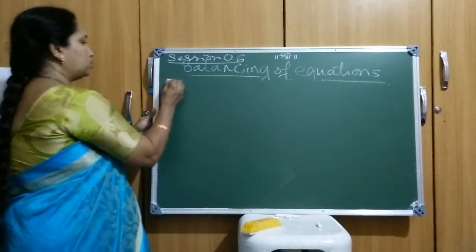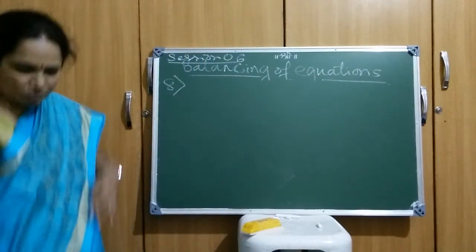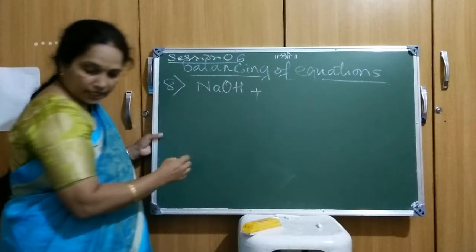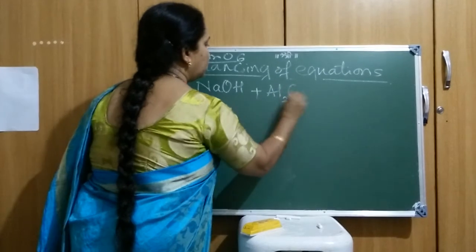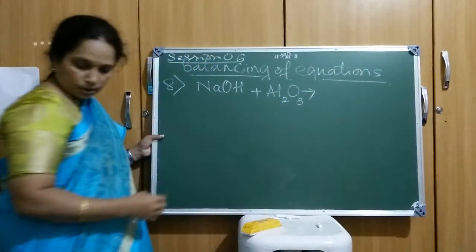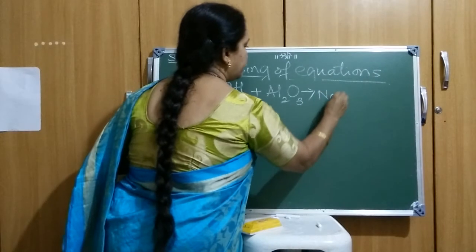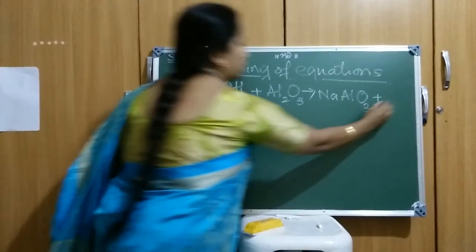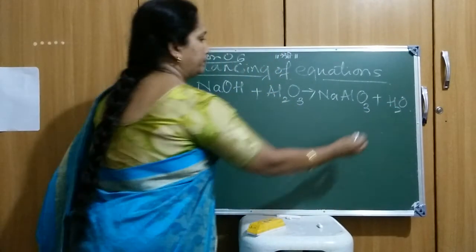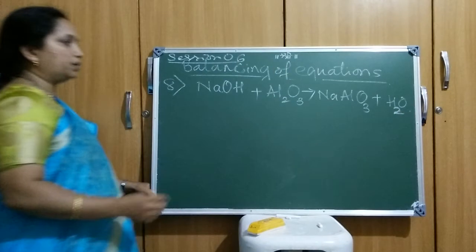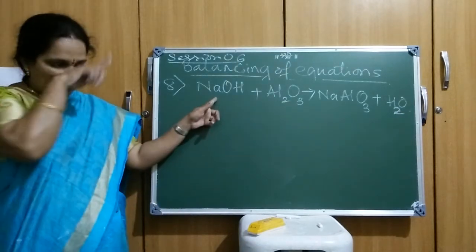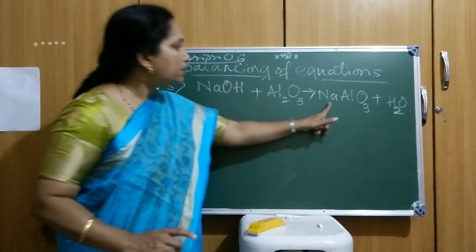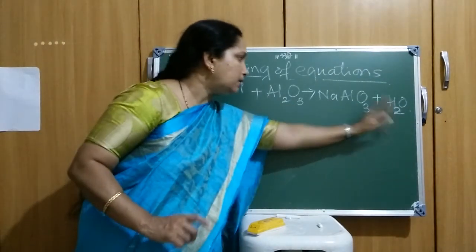So the 8th question or 8th example, NaOH reacting with the aluminium oxide Al2O3 gives out sodium aluminium oxide plus H2O. Okay. Now look here. In this example, as we see that sodium hydroxide reacting with the aluminium oxide is going to form sodium aluminium oxide and water.